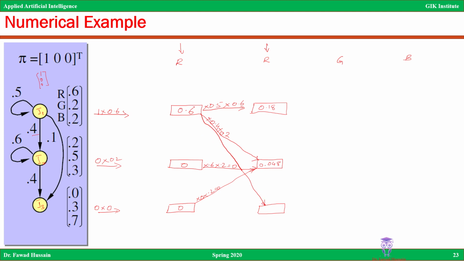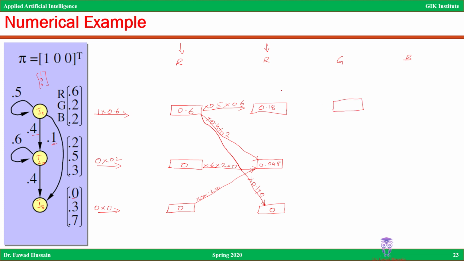If I have come from the first jar, this will be 0.6 multiplied by the probability of moving from the first jar to the third jar, which is 0.1. So multiplied by 0.1 multiplied by the probability of selecting a red in the third jar, which is 0. So multiplied by 0, and because there is a multiplication by 0, this gives 0. And then we move on to the next case.